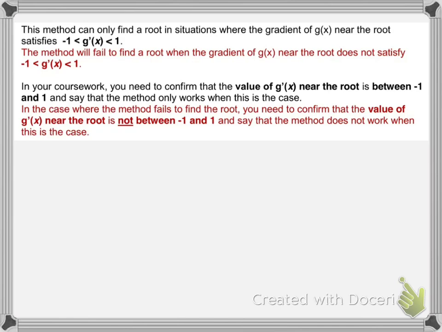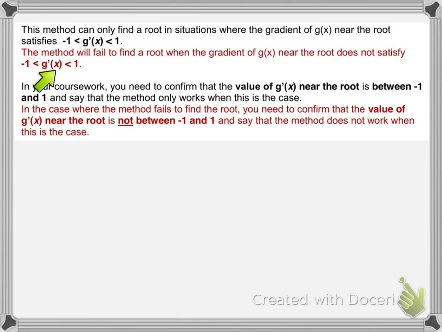In both the case where the method helps me find a root of an equation and the case where it fails to find a root, I have to explain what's going on here. There's a rule that it will be successful in finding the root if the gradient of g(x), so g'(x), is between -1 and 1. That means my g(x) will be less steep than the line y = x, or less steep than y = -x if it's going downhill at that point. If we don't have that, then the method will fail to find the root.